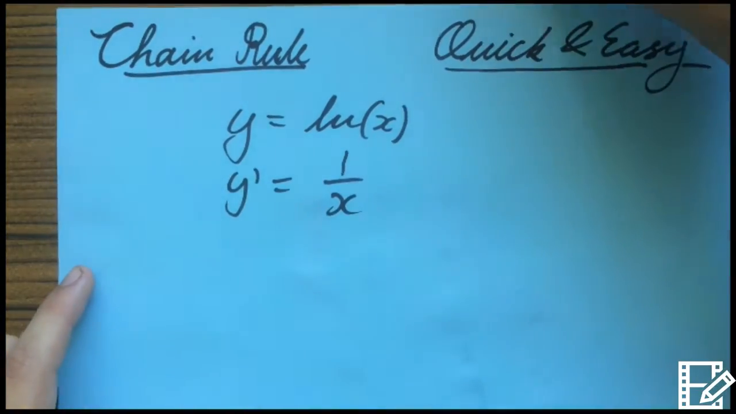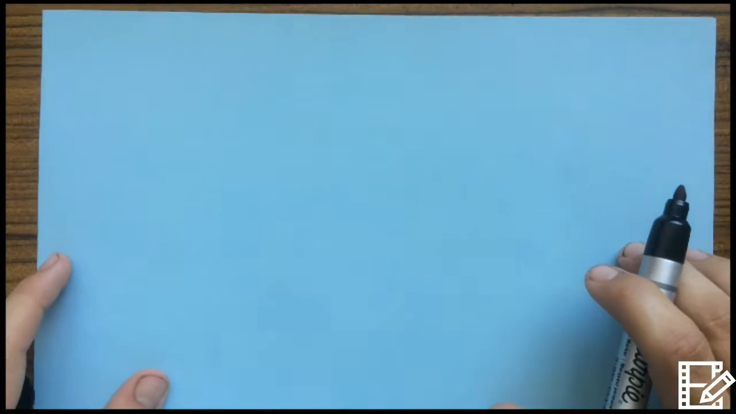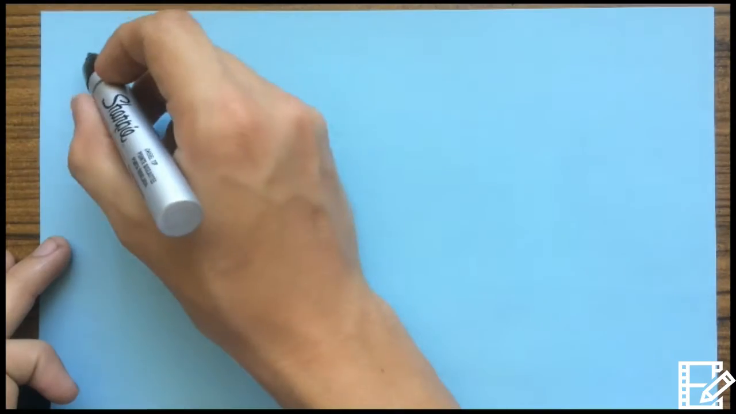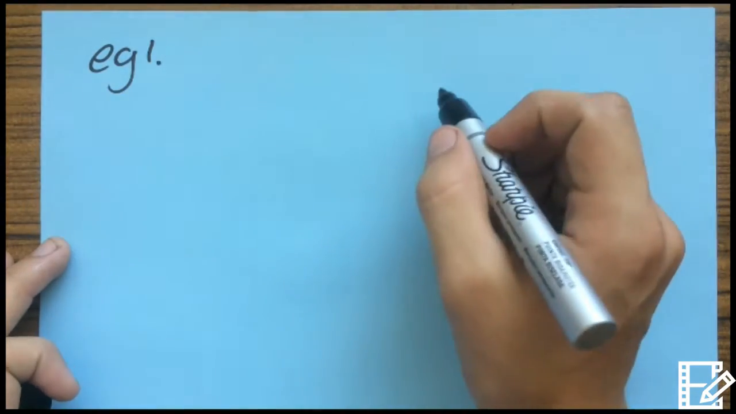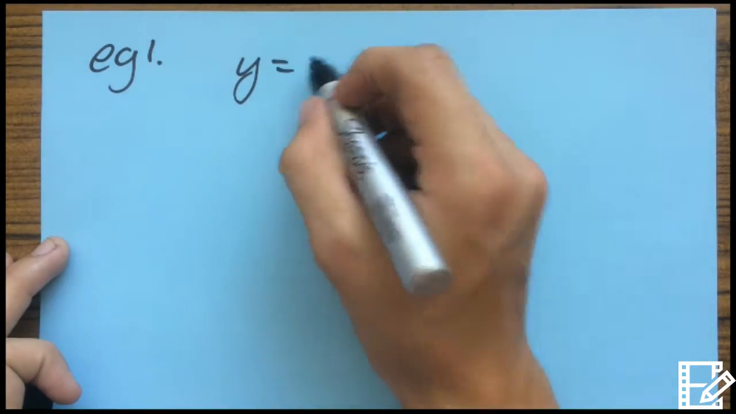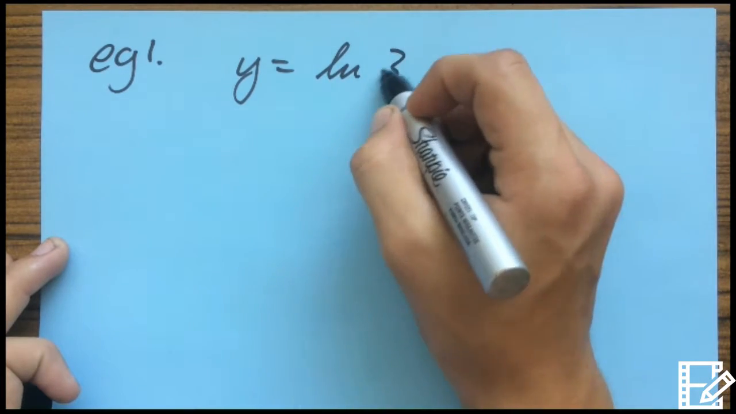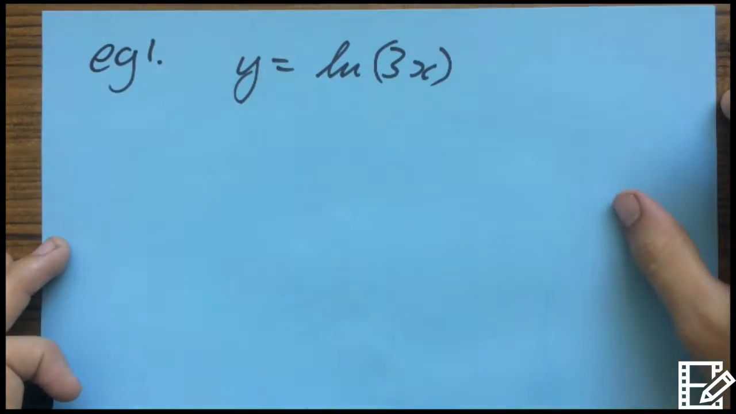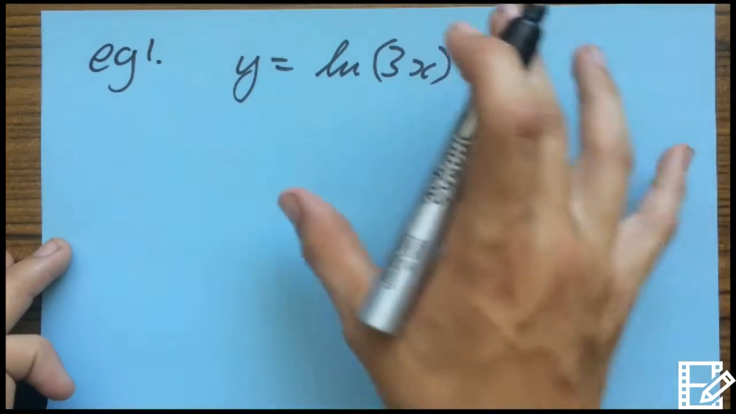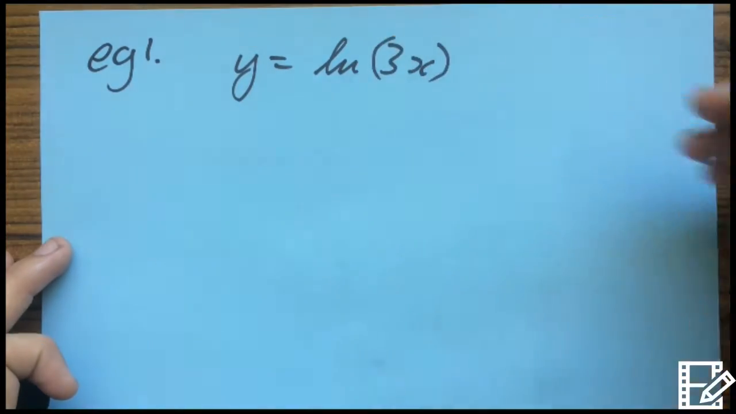The chain rule won't be a formula. We won't be writing down anything. We'll be using the techniques from the chain rule as we do the question. So let's start. Example 1. y equals ln 3x. So for the derivative, you start from your outside and work your way in.